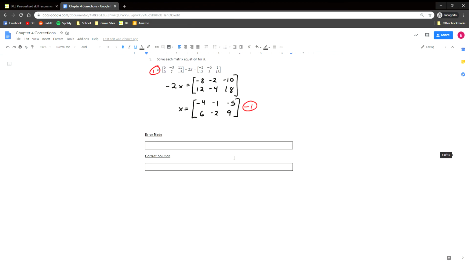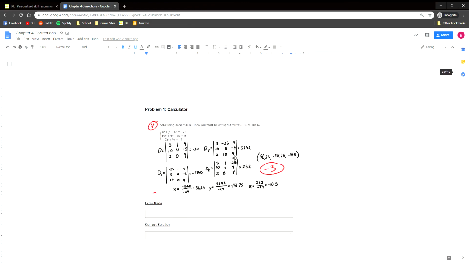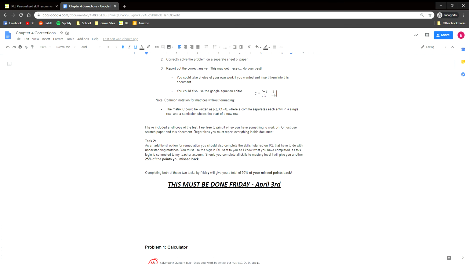The other task, if we go back up to the top, is to do some stuff on IXL. I've assigned a bunch of skills on IXL, and you must use the sign-in IXL sent to you, so I know what you've completed, as this login is connected to my teacher account. You should complete all the skills to mastery level, which is between 80 and 90. Ideally you guys get to 90, and if you push past that, the problems start to get a little bit harder, more challenging. If you're bored, go ahead and do that, but I really want to see everyone get to at least an 80 mastery level. And I'll give you another 25% of the points that you missed back.